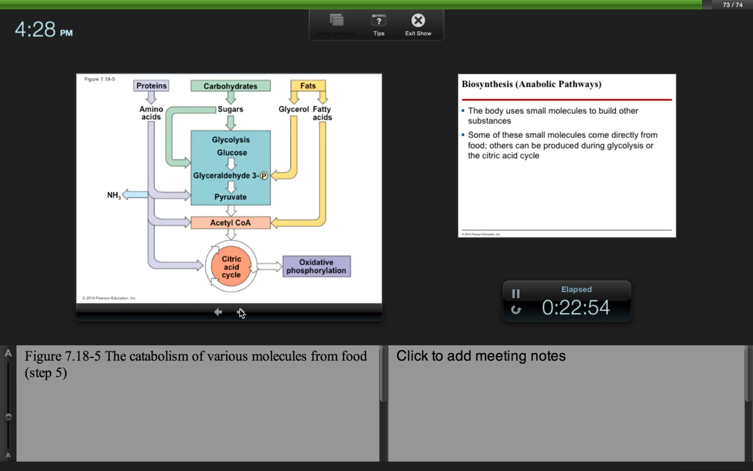Okay, so this is just showing that not only glucose gets broken down by cellular respiration. Proteins, other carbohydrates, and fats also get broken down, but they have to be broken down into their monomers before those monomers can enter cellular respiration. And notice that they enter at different stages.